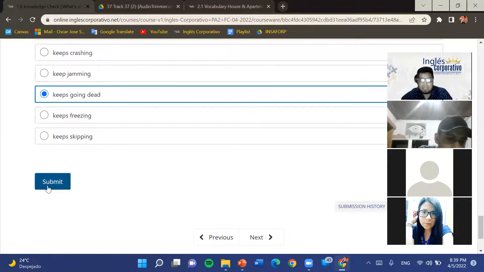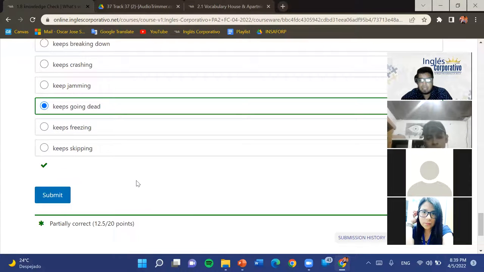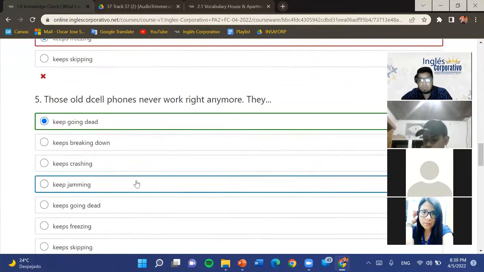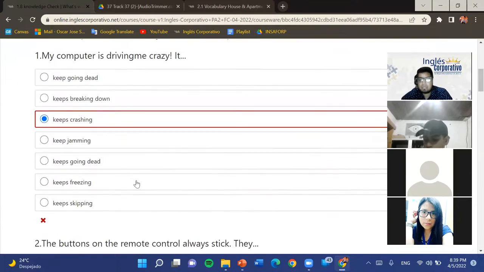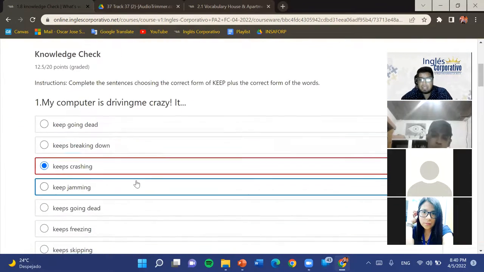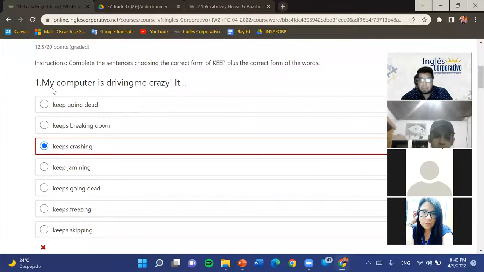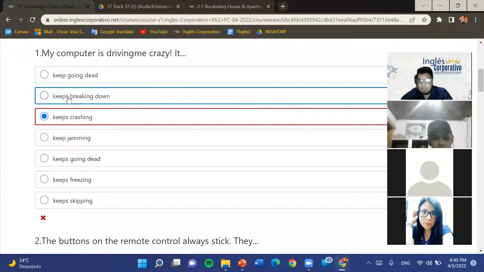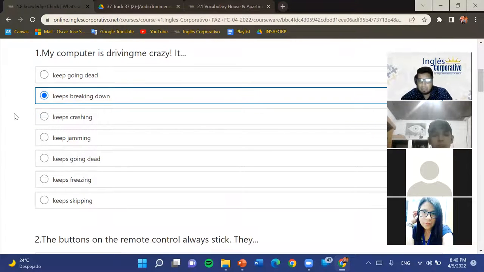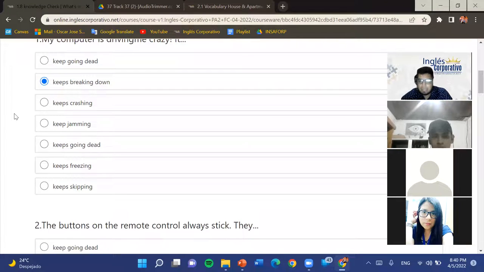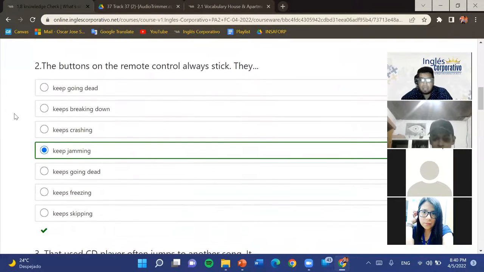All right, ahora vamos a checar qué tal nos fue. Y solamente tenemos 12 puntos de los 20. Así que tenemos algunas cuantas que no están contestadas de forma correcta. Vamos a ver. So in the first one, my computer is driving me crazy. It, creo que la opción apropiada para esta, según recuerdo, era keeps breaking down. ¿Sí? Keeps breaking down.